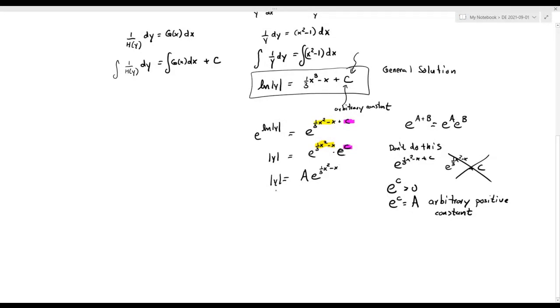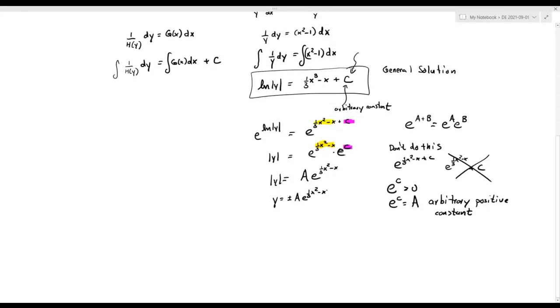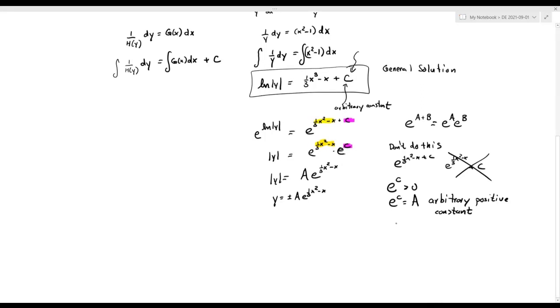And so then if we drop the absolute value, we know that y would be plus or minus the right-hand side, because taking the absolute value of y strips away the negative sign if there is one. And since a was an arbitrary positive constant, plus or minus a is just an arbitrary constant. So let's just call that b. So here we have a general solution where we explicitly solve for y.